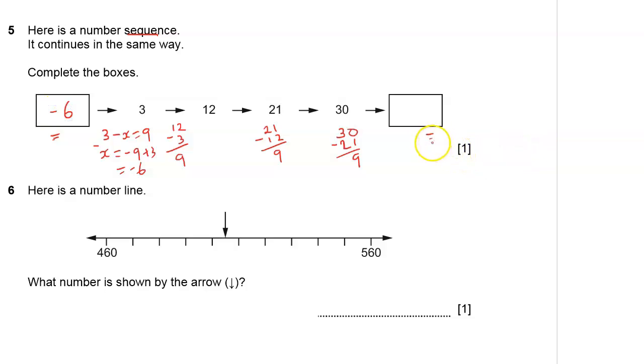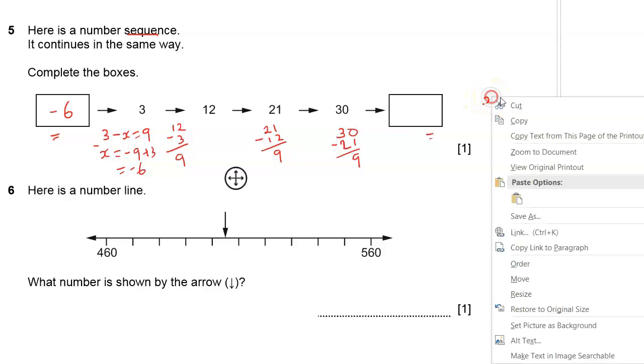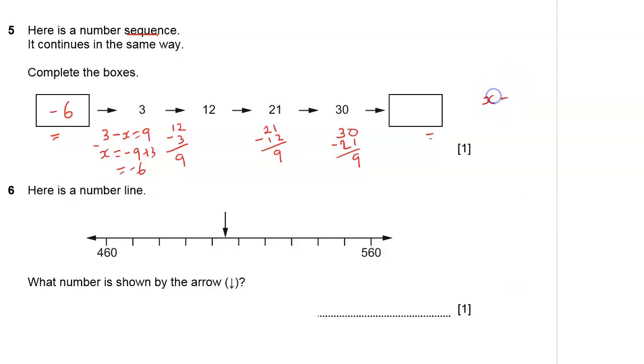The next is the last box here. To fill the last box, x minus 30 should give us 9. So what is going to be our x? Therefore, x is equal to, you take 30 to the other side of the equal sign, 9 plus 30. And therefore, our x will be 39. So the value of this box will be 39.